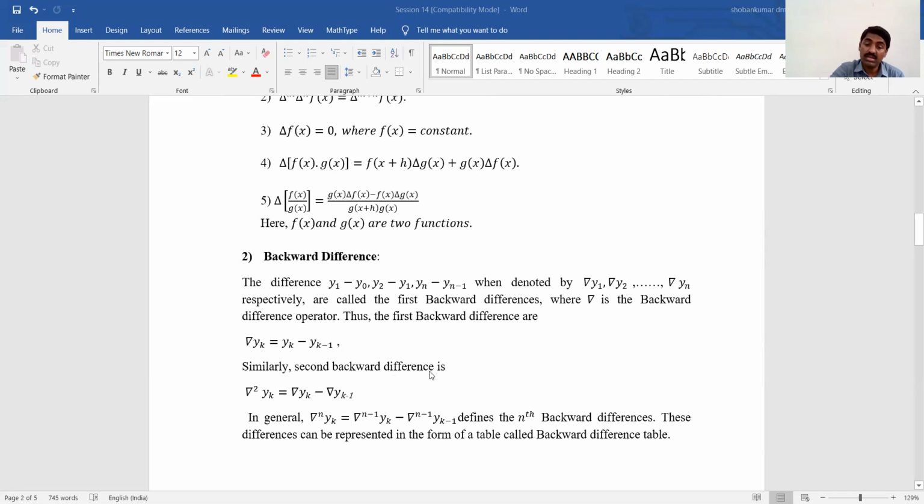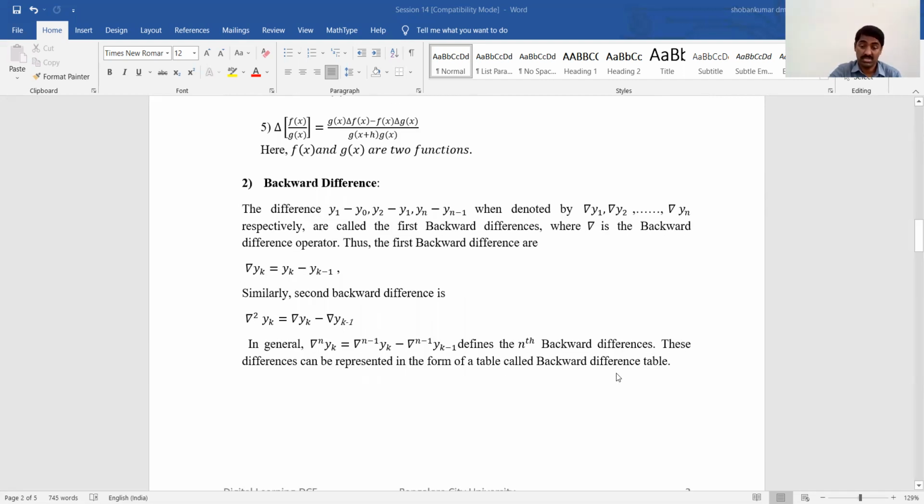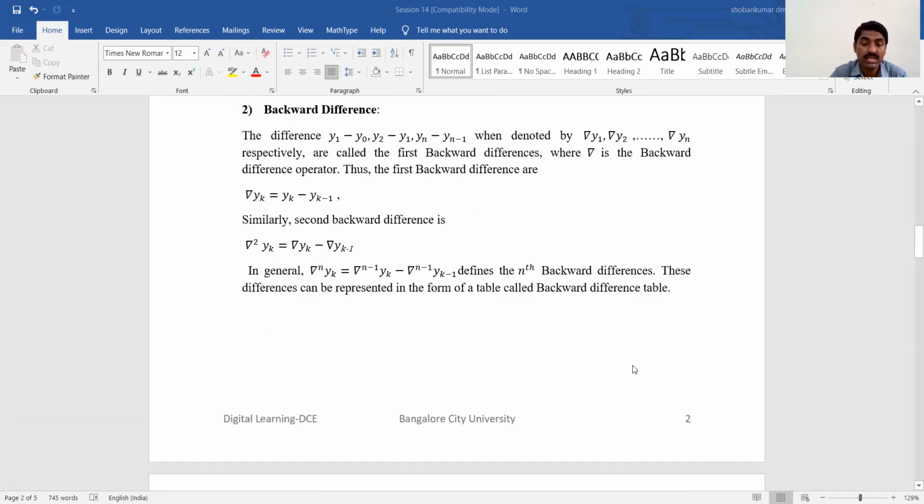Similarly, the second backward difference is nabla 2yk equal to nabla yk minus nabla yk minus 1. In general, nabla n yk is equal to nabla n minus 1 yk minus nabla n minus 1 yk minus 1, which defines the nth backward difference. These differences can be represented in the form of a table called the backward difference table.